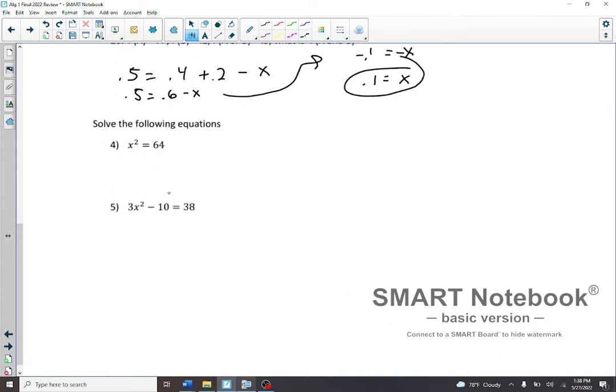For some reason, these questions showed up here. It's just an error in the copying, but whatever. We'll just work on it. Solve the following equation. X squared equals 64. So what we're going to do is square root both sides. So X equals not just 8. When you square root both sides of the equation, it's plus or minus. So this is going to be X equals plus or minus 8.